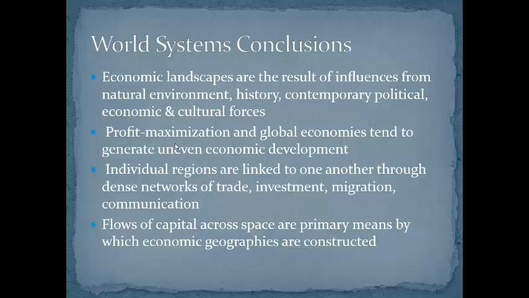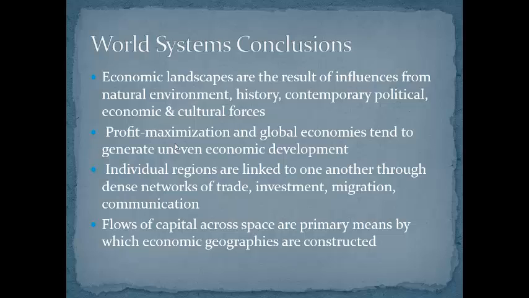And these are just some of the conclusions that we can take from world systems theory. So it would conclude that economic landscapes are the result of influences from things like the natural environment. So what kinds of products can you develop and then ship around the world and sell? Your history, so where you come from and how much power you've had around you, as well as your contemporary political, economic, and cultural forces.